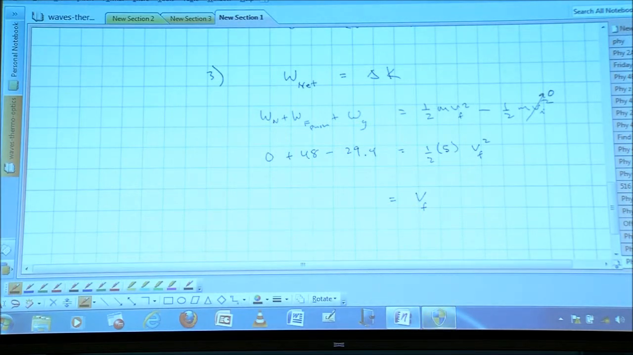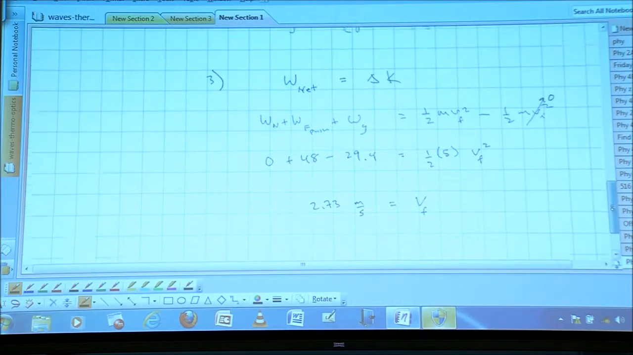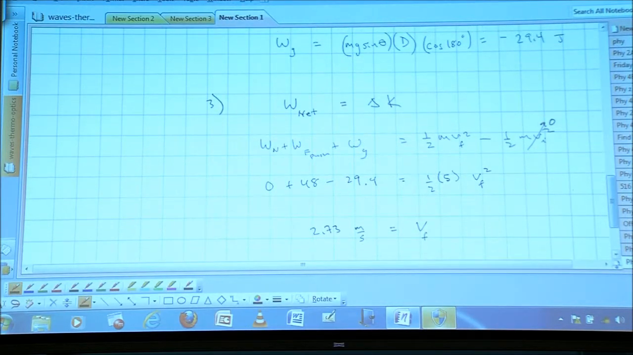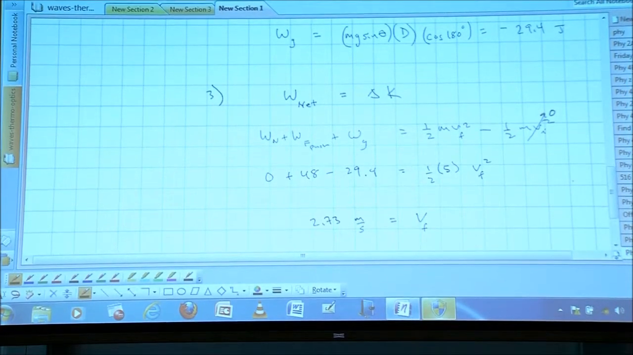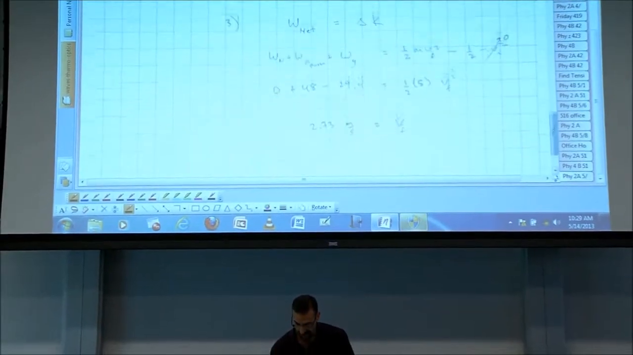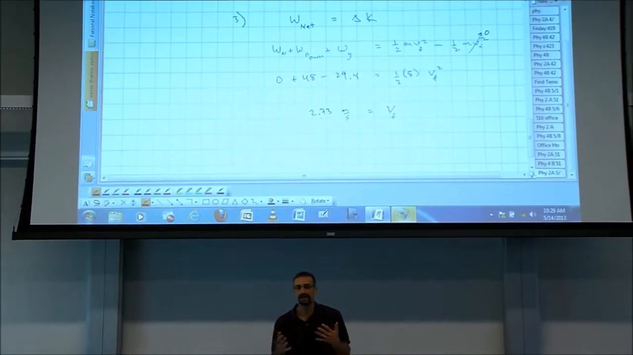What do we get for v final? 2.73 meters per second. Sounds about right. Okay, that was the work method, the Chapter 7 method. Find the work done by every force. Work equals change in kinetic energy. The net work, the total work done on our block, equals the change in kinetic energy of our block. And we find out v final or whatever we're looking for.